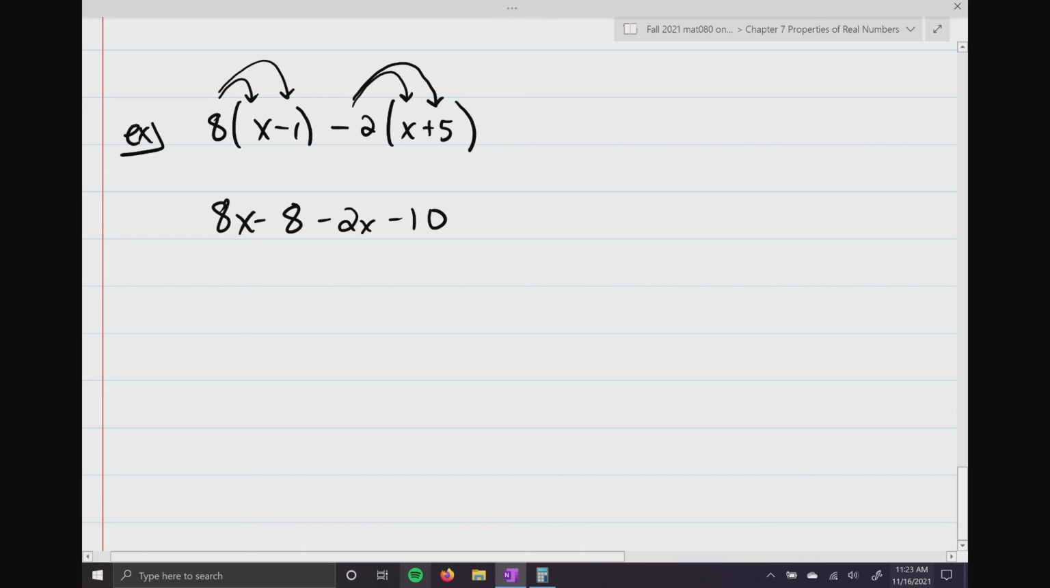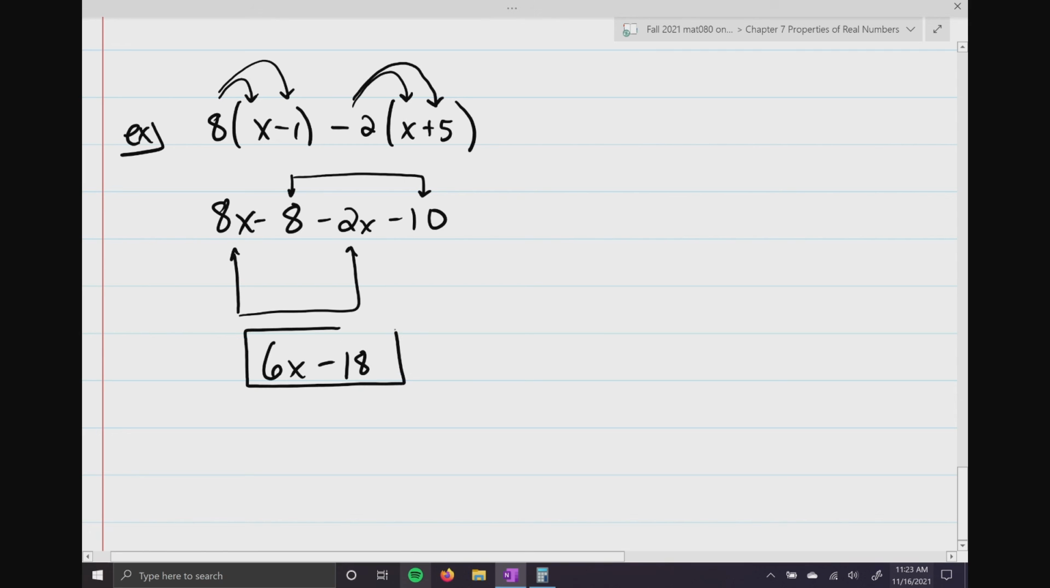Now we group all of our like terms. 8x minus 2x is going to be 6x. And then negative 8 minus 10, signs are the same, so you combine them and keep the sign, minus 18. Okay? And that's going to be it for this video.